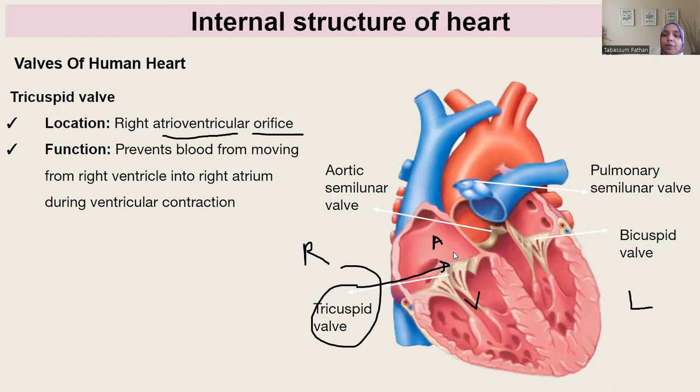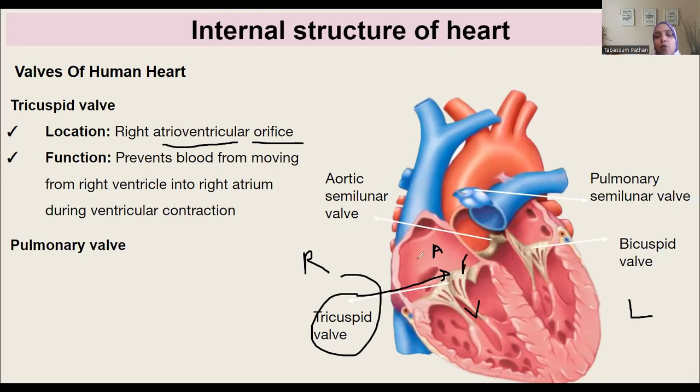So to prevent the backflow of the blood, the door should be closed. That opening and closing is guided by the tricuspid valve, preventing the backflow of blood from the right ventricle into the right auricle. The blood should not move in this direction. Once it has come in this direction, it should not flow backwards. To prevent this backward flow, the tricuspid valve carries out its function.